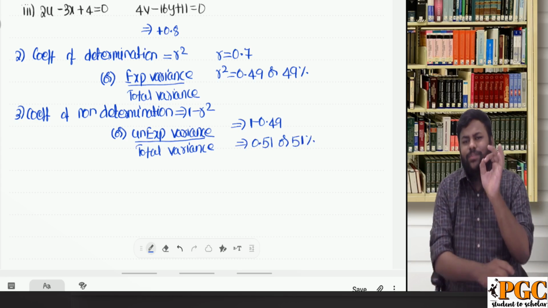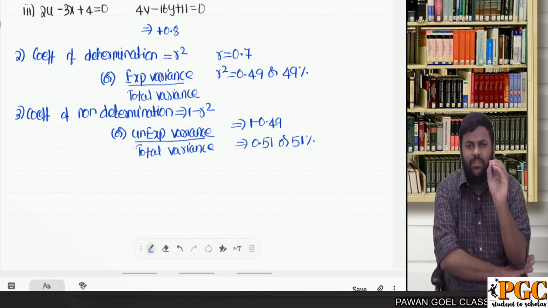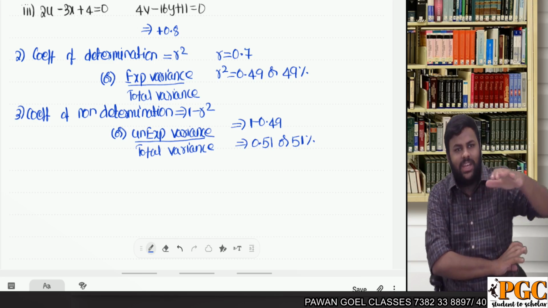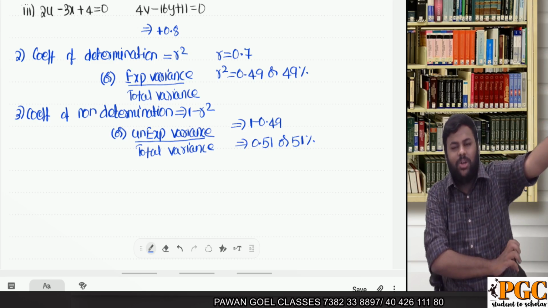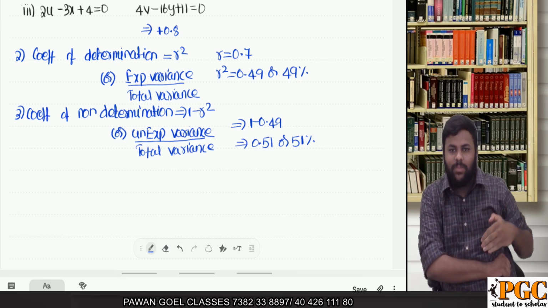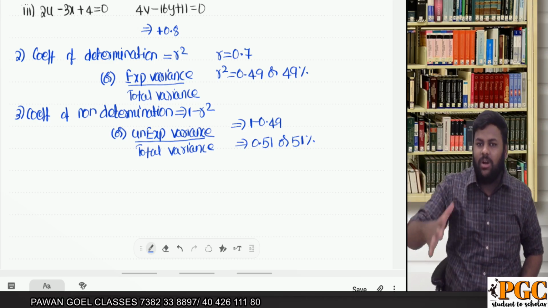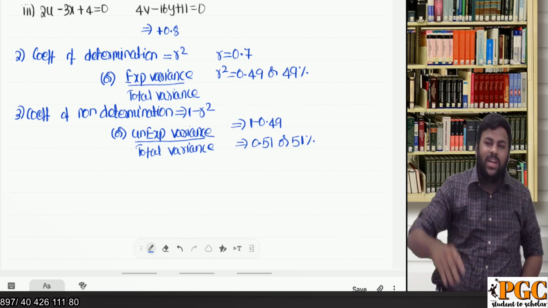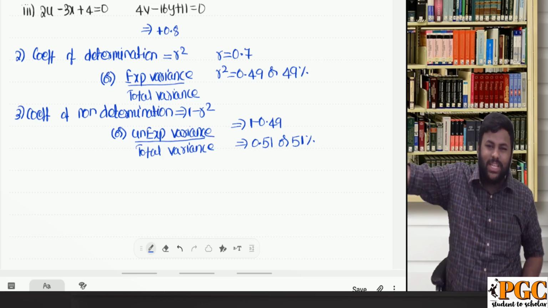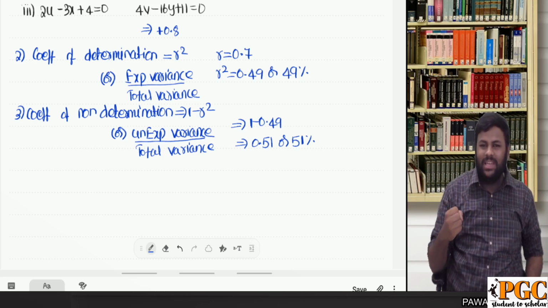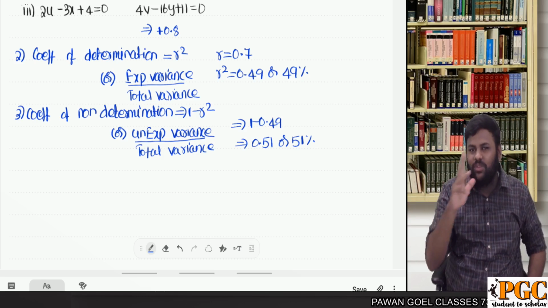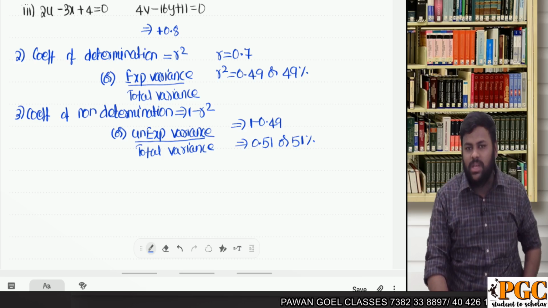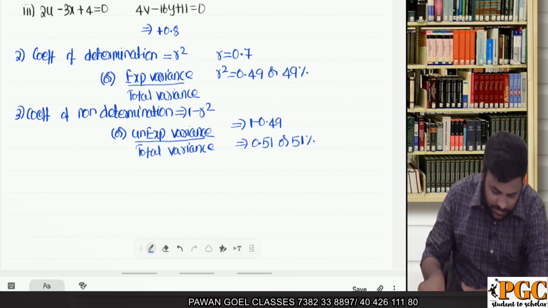Now, what does this 51 percentage indicate? 51 percentage indicates that 49 percentage of the variables are dependent on each other. 51 percentage of the variables are not at all dependent on each other. Since they are not dependent on each other, so r became 0.7. They couldn't achieve that 0.3 extra because of these 51 percentage of the variables. So, I hope it is clear, my dear friends.